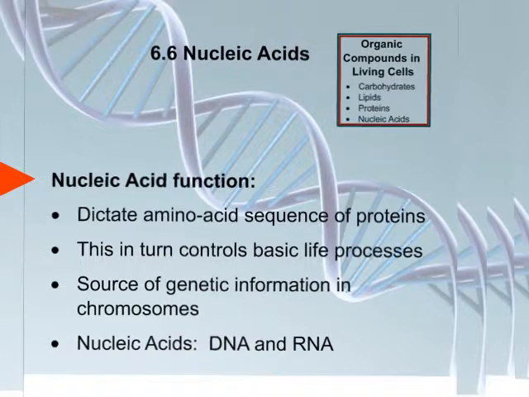So given that information, DNA and RNA are responsible for dictating amino acid sequences of proteins. They determine that. That in turn controls basic life processes, and that's part of the source of the genetic information in chromosomes. We're going to learn more about those processes in a later unit, but for now, you just need to know that DNA and RNA are associated with genetic information, transferring that genetic information, and sequencing proteins.